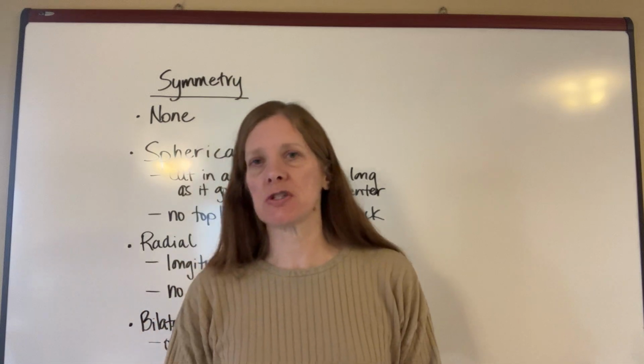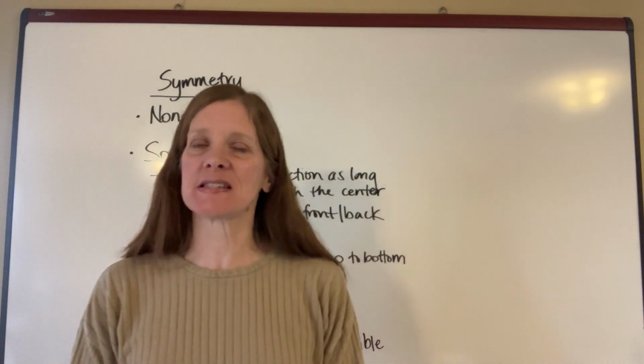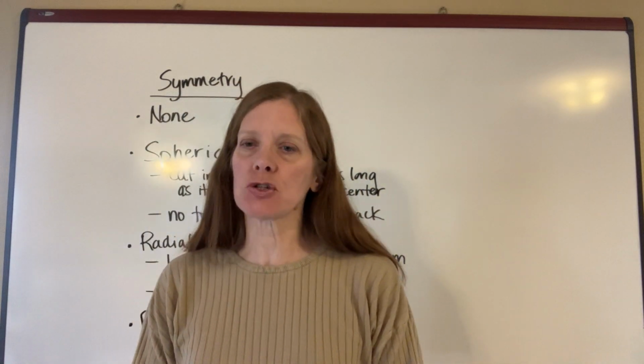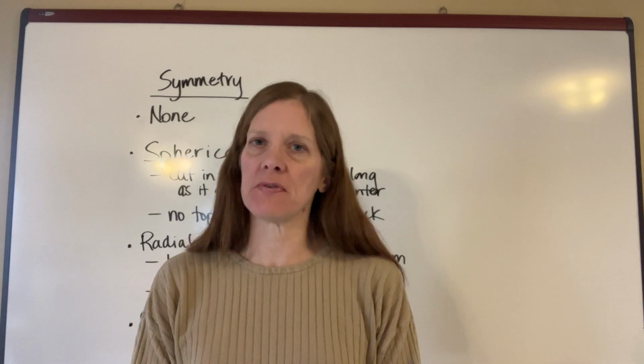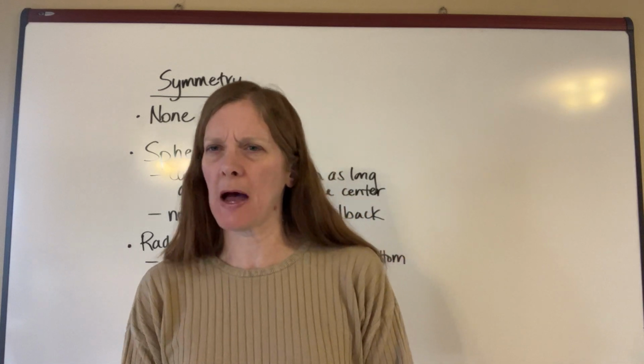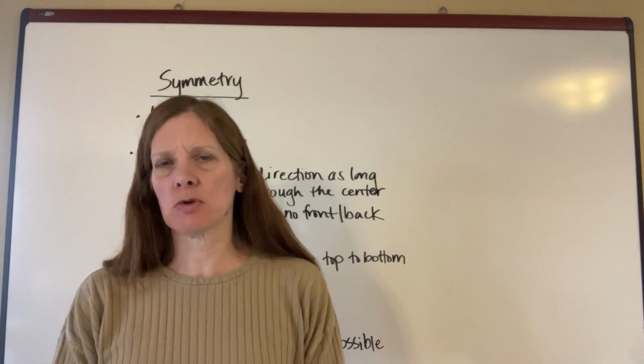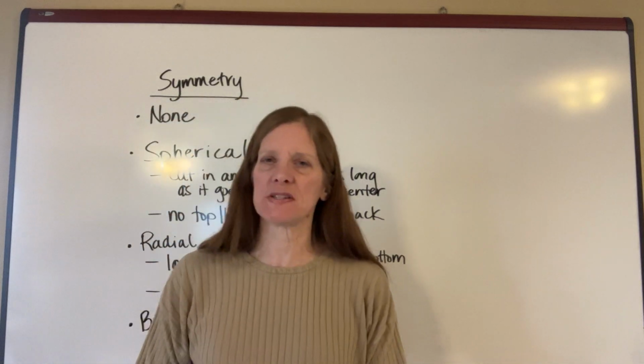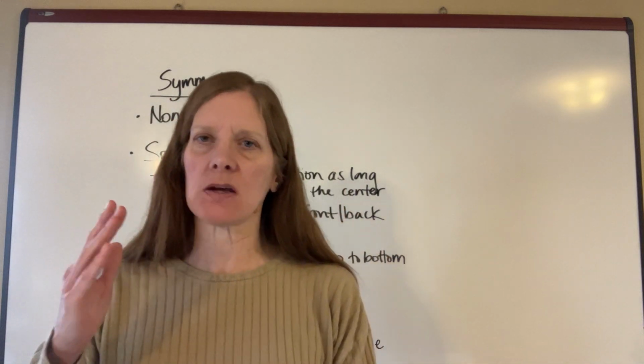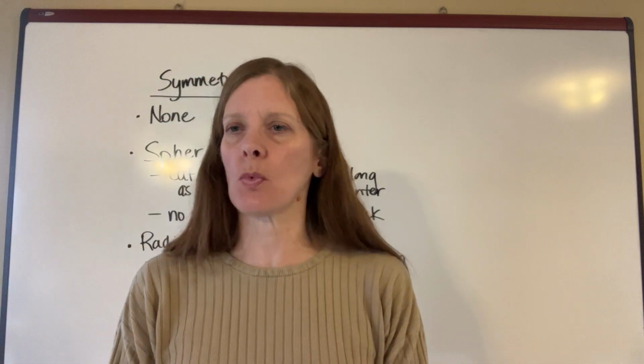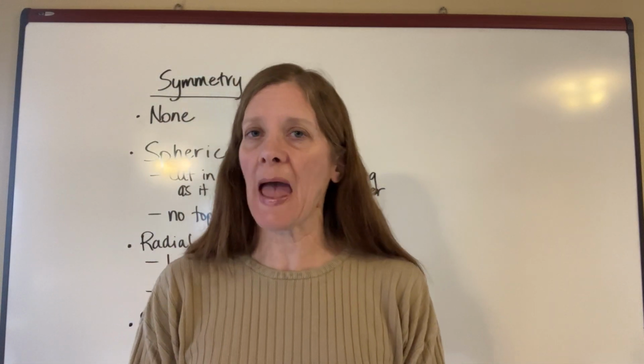The first characteristic that we're going to talk about, though, is symmetry. And it is a characteristic of the body type of any type of animal that we're going to talk about. When we talk about symmetry, what we're talking about is if we would take an animal, can we cut it in a certain way so that I have two identical halves.